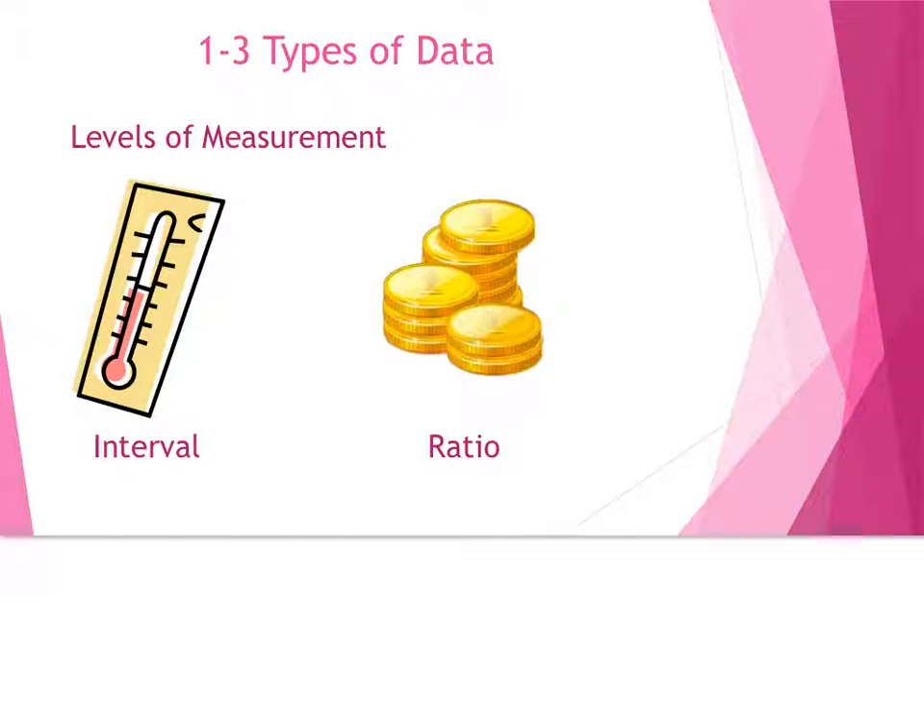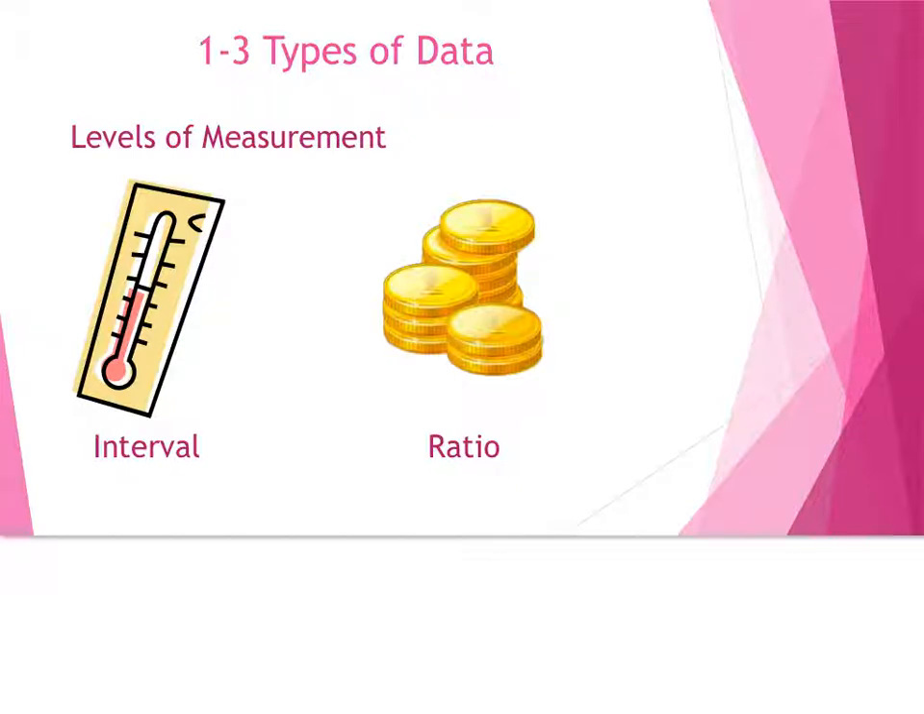Interval and ratio, those apply only to quantitative data, so the numbers that are actual measurements. The difference between them is something called a natural zero. A natural zero means none. So if you have a natural zero, your data is ratio. I had for the picture there money. If I ask you how much money you have in your pocket and you say 0, that means you don't have any money on you.